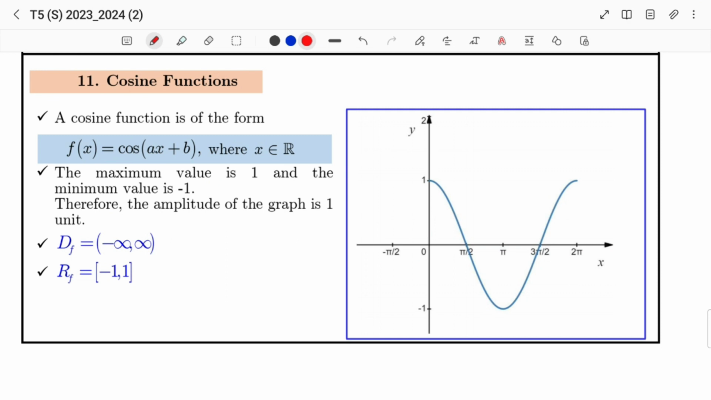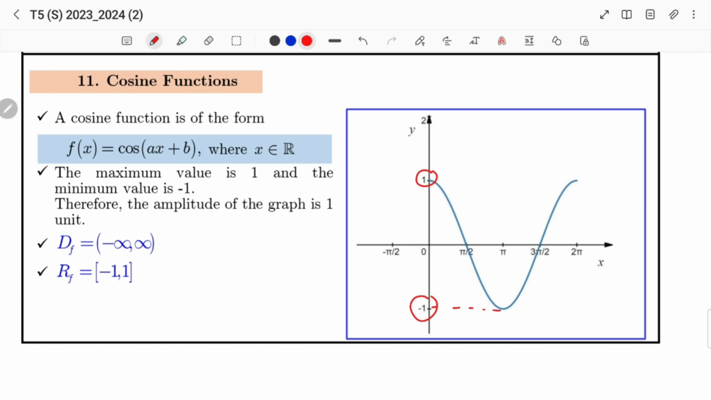Cosine functions. A cosine function can be written in the form of f(x) equal to cos(ax + b), where x is a subset of all real numbers. The maximum value for cosine function is 1 and the minimum value is negative 1. This also can be seen from the graph. The maximum value here is 1 and the minimum value is negative 1. Hence, the amplitude of the graph is 1 unit.